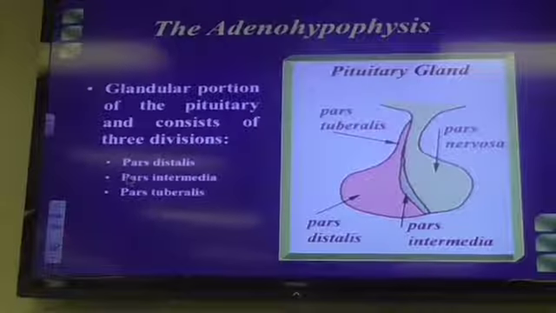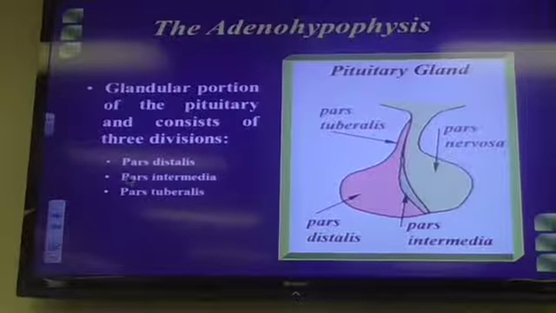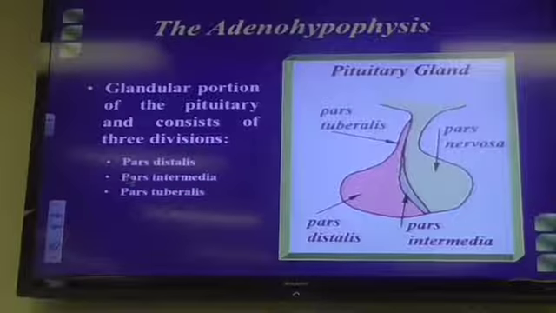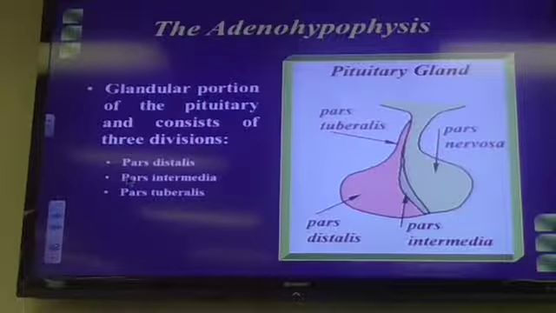Now, the main thing that is concerning about the pars intermedius, when we get into talking about tumors that secrete too much ACTH, if they're present in that area, they do not respond to some of our diagnostic tests like they do if they're in the distalis. We'll talk about that when we get to it.